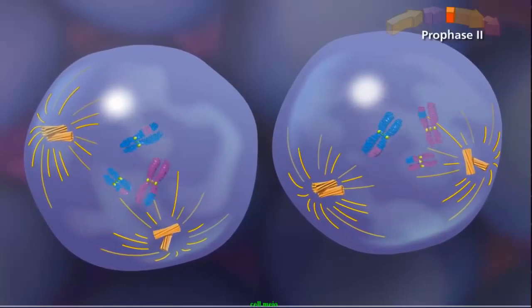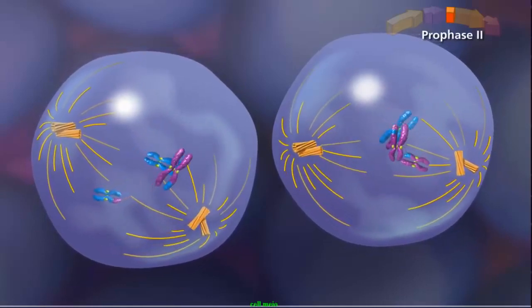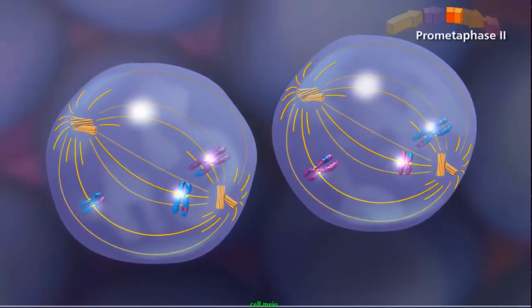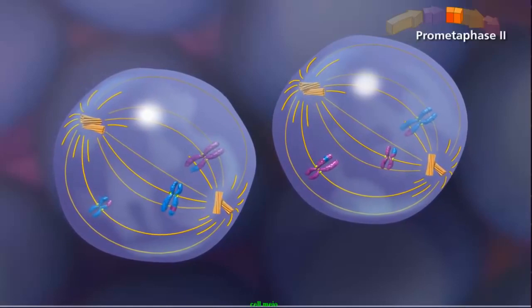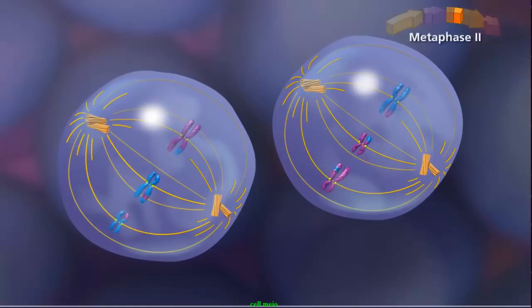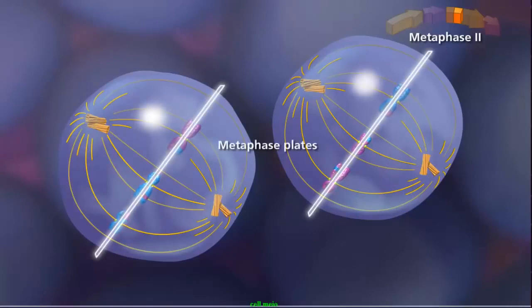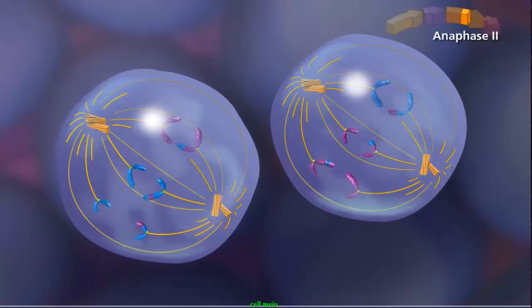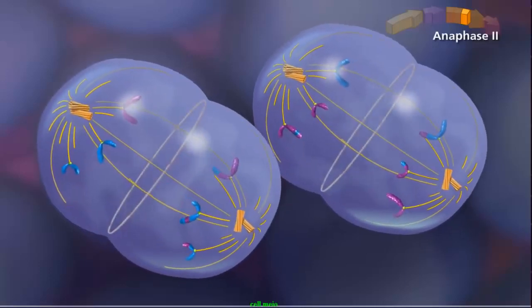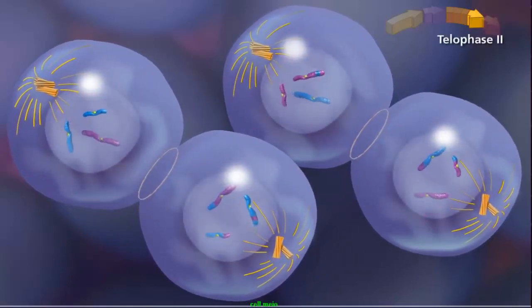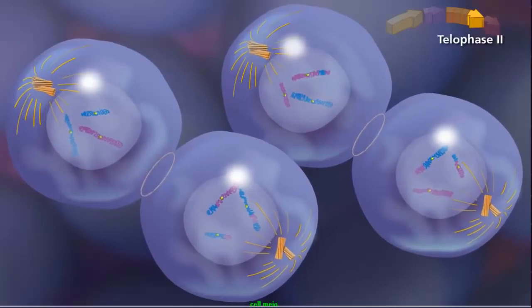In prophase II, the sister chromatids condense while the spindle starts to form as the nuclear envelope disappears. In prometaphase II, the sister chromatids attach to the spindle by kinetochore microtubules, with sister chromatids attached to opposite poles. The spindle aligns the sister chromatids along the metaphase plate during metaphase II. During anaphase II, sister chromatids separate and individual chromosomes move toward the poles. The entire process ends with telophase II, as the chromosomes decondense and the nuclear envelope reforms.